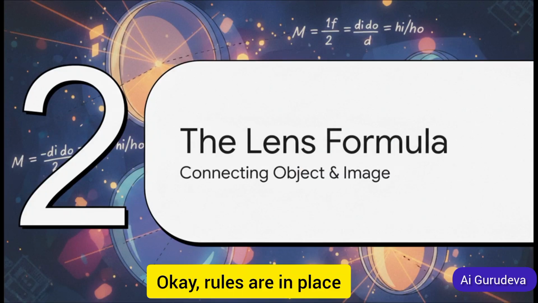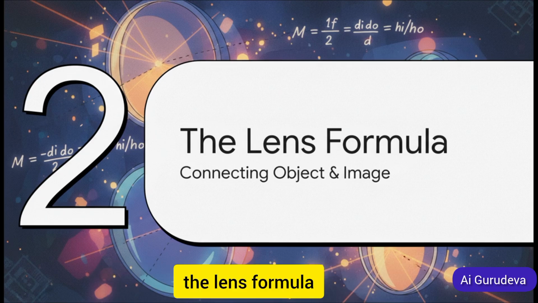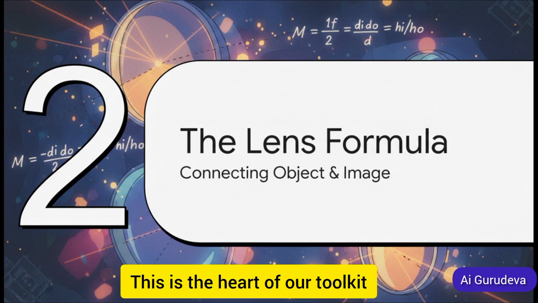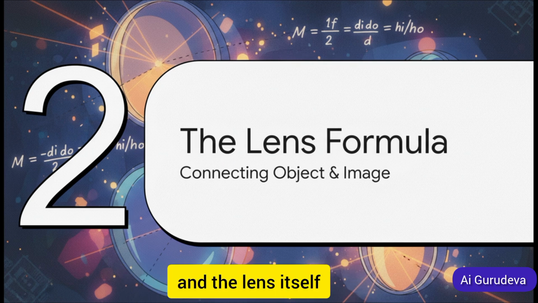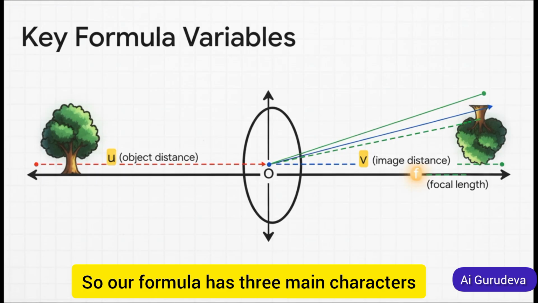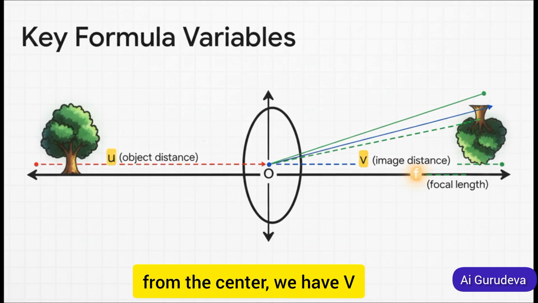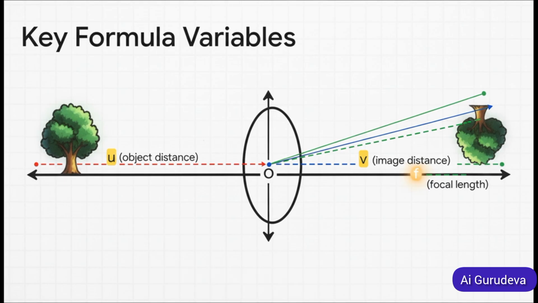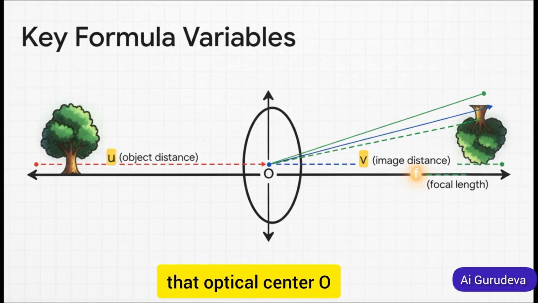Okay, rules are in place. Now, it's time for the star of the show, the lens formula. This is the heart of our toolkit, the central piece. It's this one beautiful equation that links everything together: where the object is, where the image shows up, and the lens itself. So our formula has 3 main characters. We've got U, which is the object's distance from the center. We have V, the image's distance, and F, the focal length. And don't forget the number 1 rule. All 3 of these are measured from that optical center, O.